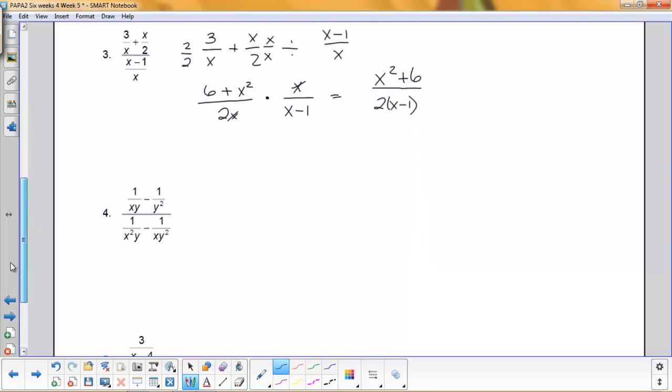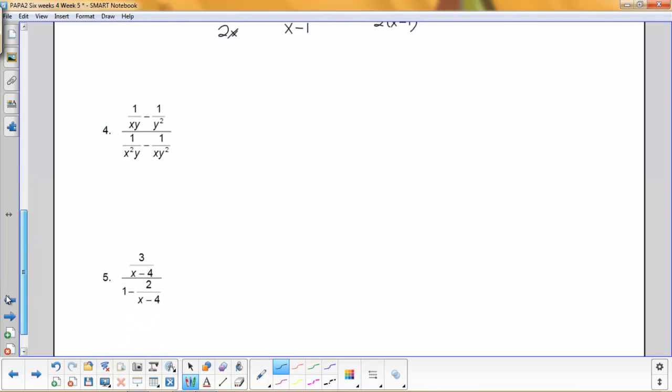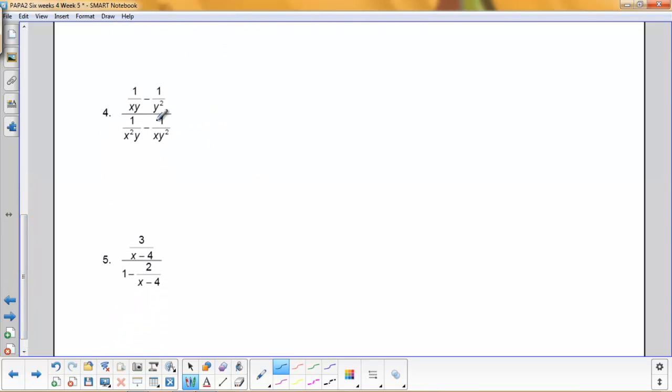Okay? As we move on through this practice, there are going to be more and more complicated steps to get to your solutions. So the first step is always going to be to rewrite it as a division statement rather than a complex fraction. Divided by 1 over x squared y minus 1 over x y squared.